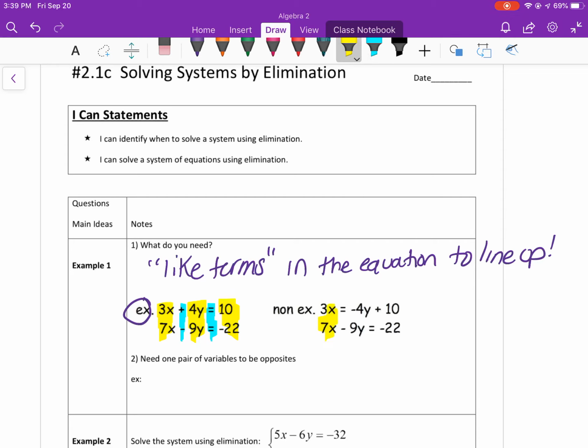The x's are lined up, the y's are lined up, the constants, but you do not have the operations lined up. Here's the plus and the minus, and the equal are over here. So the example on the left is what you want it to look like. All the like terms line up in the equation, and then a non-example, it's not lined up over here. Okay, so keep that in mind.